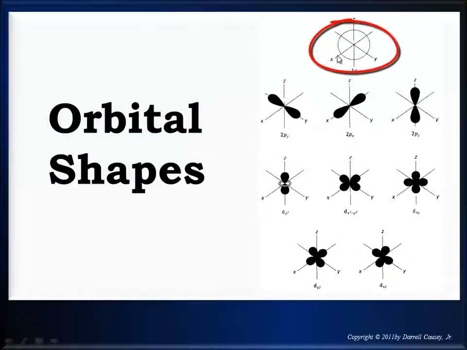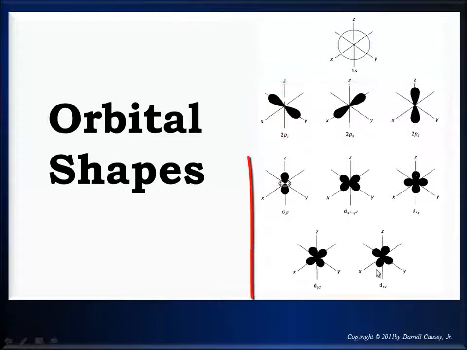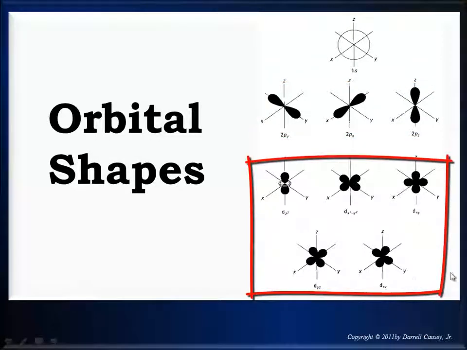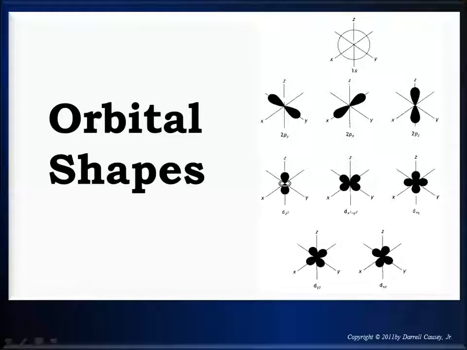You'll notice that we have the S, which is a sphere, and then we have the 3 P's and the 5 D's. And the F's were kind of complicated, so I didn't draw them, but I think I'll give that a shot now that I'm a little bit better at Photoshop.